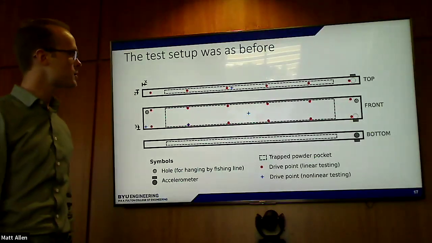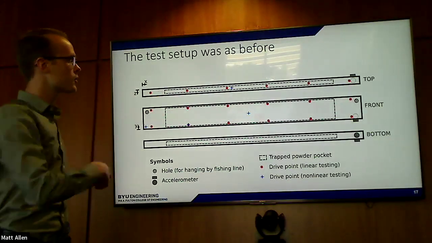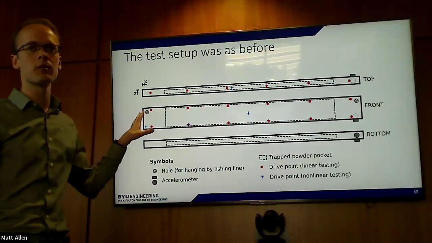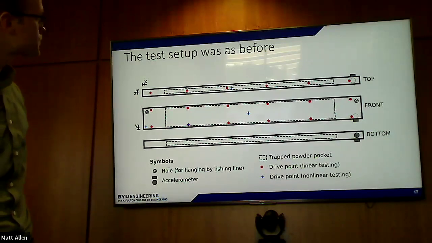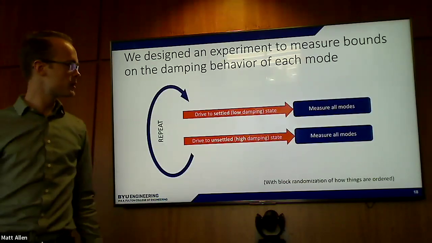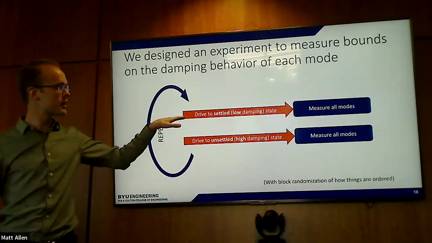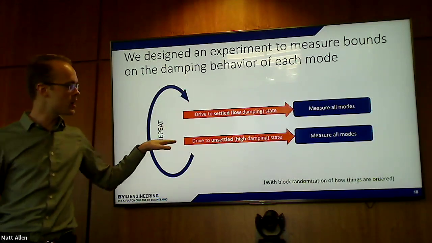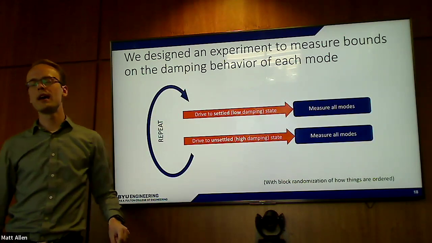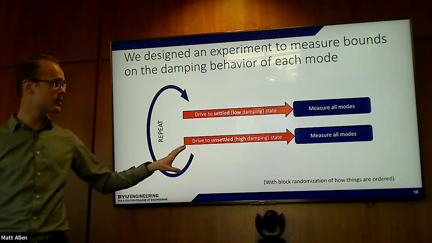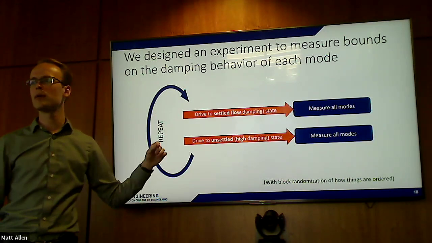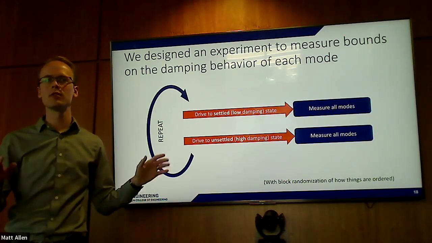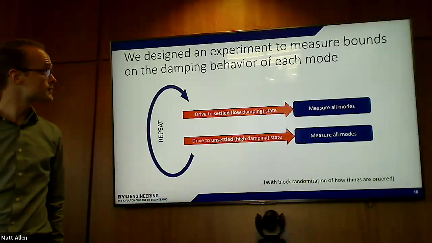So we used the same test setup as before, where we had 2 accelerometers in the corners, the beams hung by fishing line. And this is just showing the different places that we hit with hammers at different points during the testing. And we designed this experiment where we would intentionally settle the powder and measure all of the modes. And we would intentionally unsettle the powder and measure all of the modes. And we did that with lots of block randomization of the order that we hit the different drive points and whether we were settling or unsettling and which hammer we were using to try to remove all of the confounding variables as much as we could.